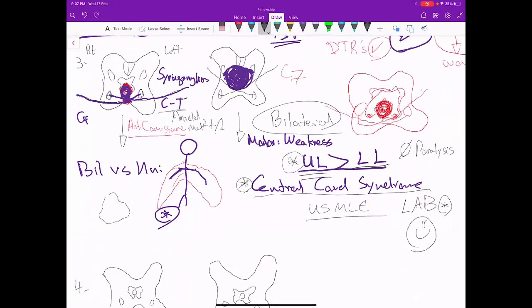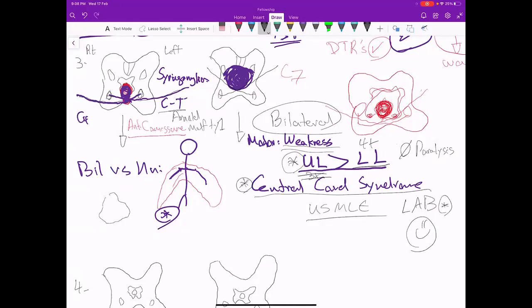You will see weakness. They're going to tell you muscle strength is 4+ in the lower limb and 3+ in the upper limb. Why? Because there's more weakness in the upper limb than in the lower limb. That was correct. For example, 4+, you know how to measure it, right?